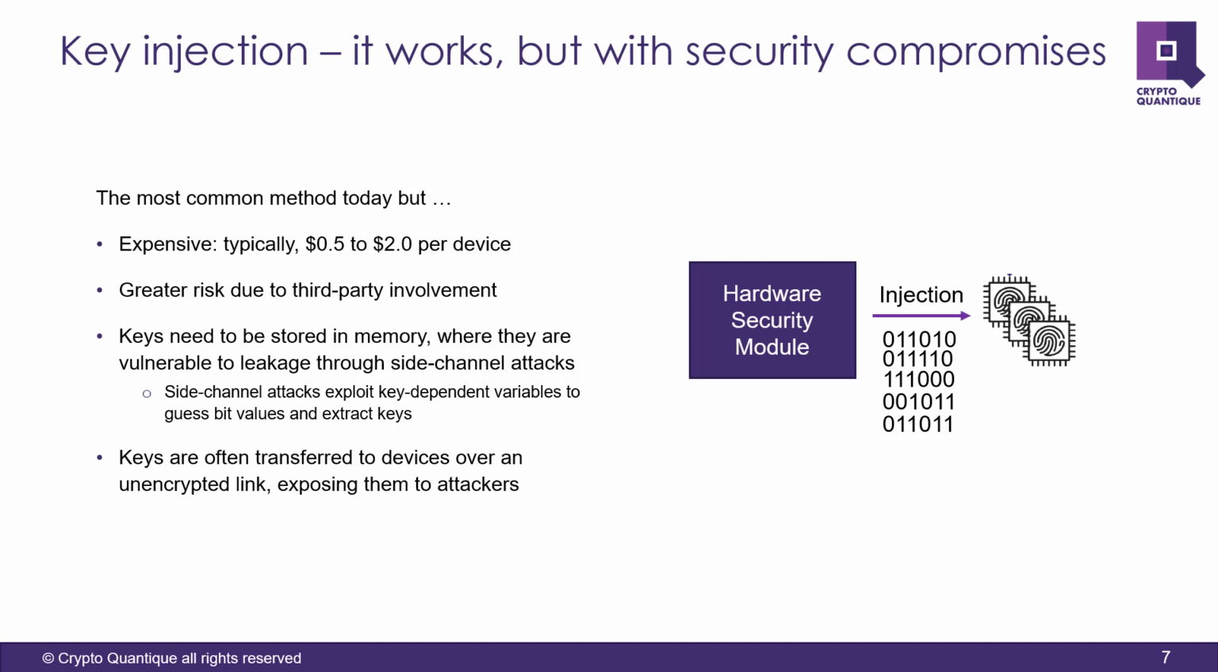The keys tend to need to be stored in some kind of memory inside the device. They're generally put in some flash and then protected by some hardware security technology inside the semiconductor device. Typical example of that is TrustZone. Those keys can be vulnerable to leakage and side channel attacks because they're just sitting in standard flash memory in the device. The keys are then often transferred to devices over an unencrypted link, so that's between the HSM and the programmer, which can expose the keys to attackers.